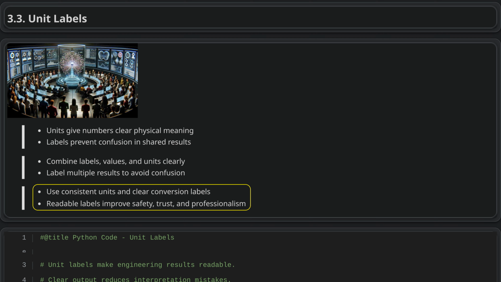Choose a unit system, label values after conversions, and avoid mixing units without explanation. This helps prevent confusion and reduces the risk of serious errors in fields like aerospace and medication dosing.